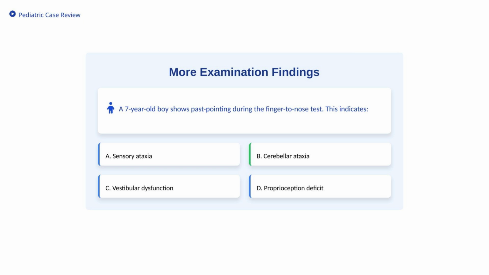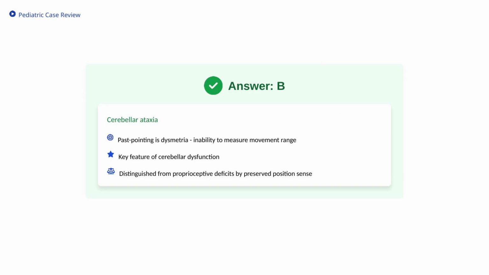A 7-year-old boy consistently shows past pointing during the finger-to-nose test. He repeatedly overshoots the target when trying to touch his nose with his finger. What does this clinical finding most likely indicate? Is it A. Sensory ataxia, B. Cerebellar ataxia, C. Vestibular dysfunction, or D. Proprioception deficit? The correct answer is B.